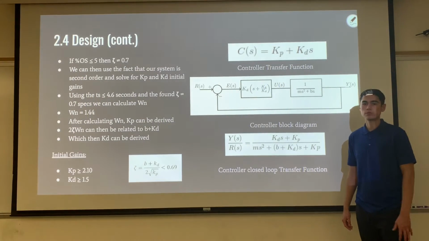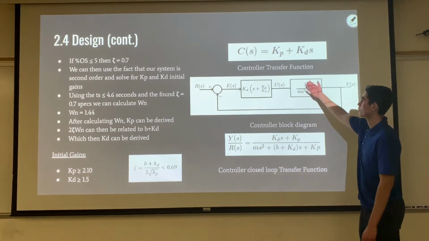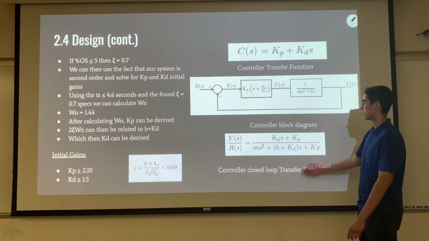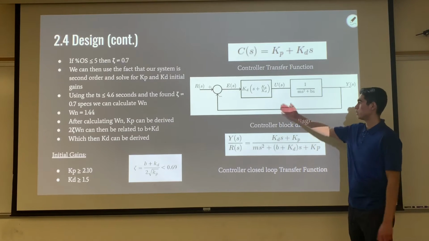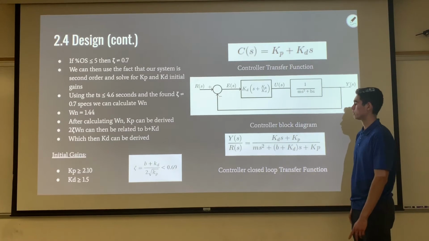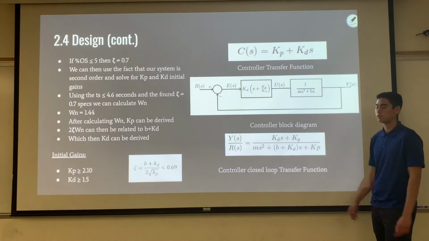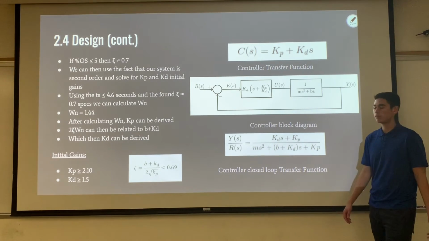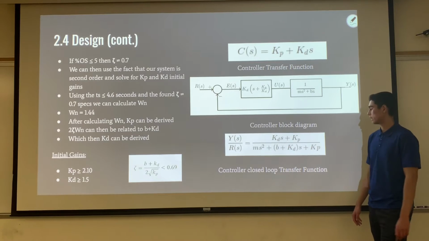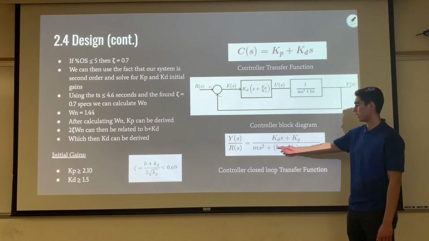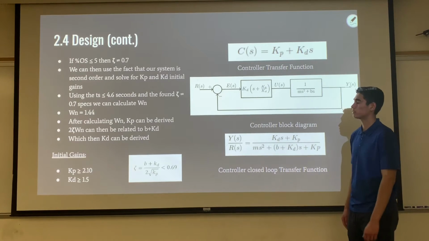Since our group chose to use a PD controller, we found that our controller transfer function would be KP plus KD s, which we would then implement into our controller block diagram, next to our original transfer function. If we close the loop, we then find the closed loop transfer function to be (KD s plus KP) over (m s squared plus (B plus KD) times s plus KP). Using this, we can notice that our system is second order, as 2 is the exponent in front of s.